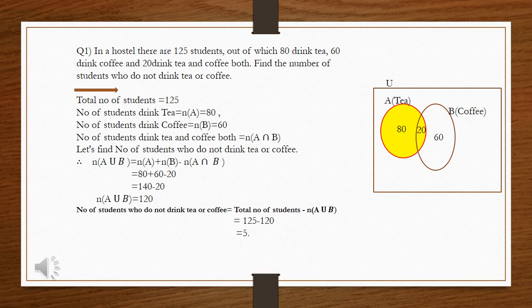But we have to find the number of students who do not drink tea or coffee. The total number of students is given as 125, and 120 students drink tea or coffee. So we have to subtract these two terms. The formula becomes: number of students who do not drink tea or coffee equals total number of students minus n of A union B. That means 125 minus 120 gives 5.